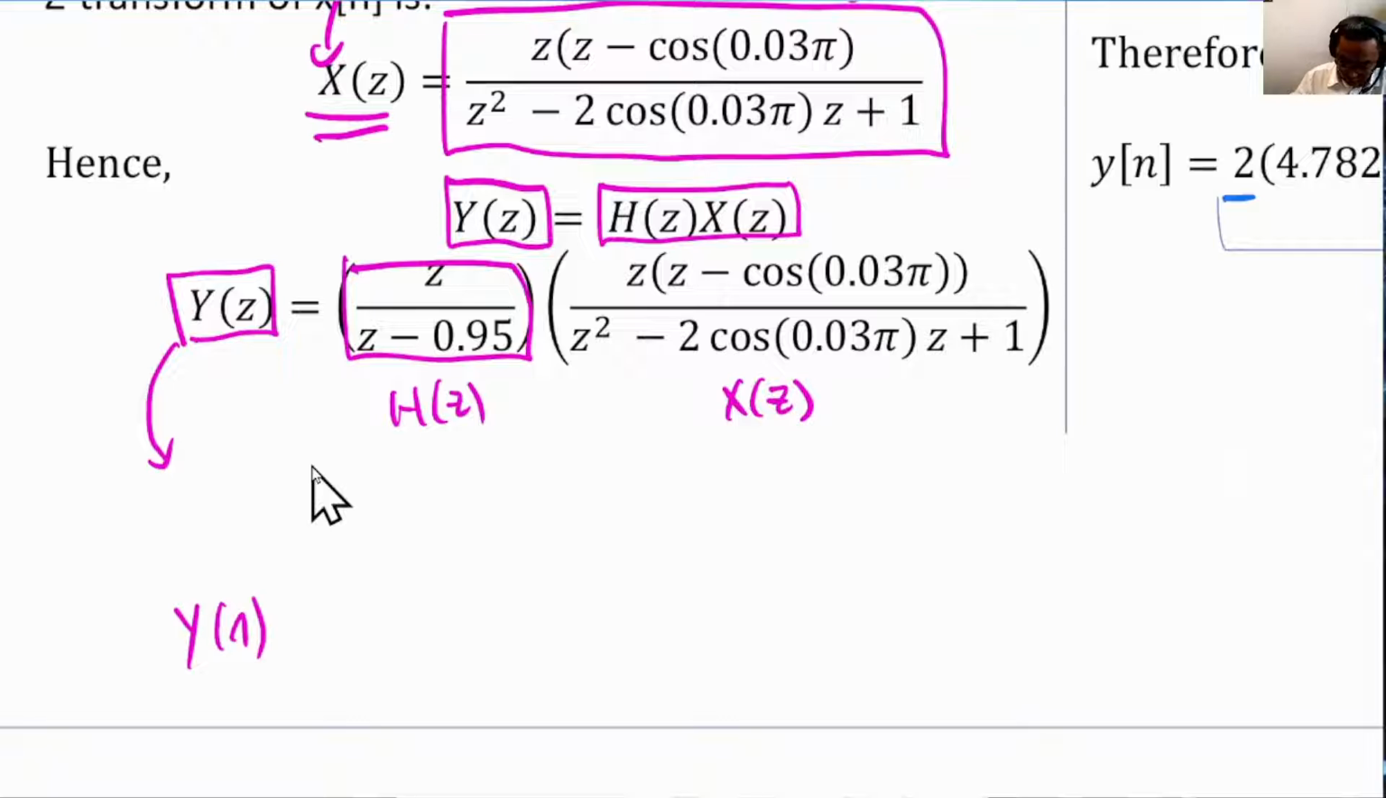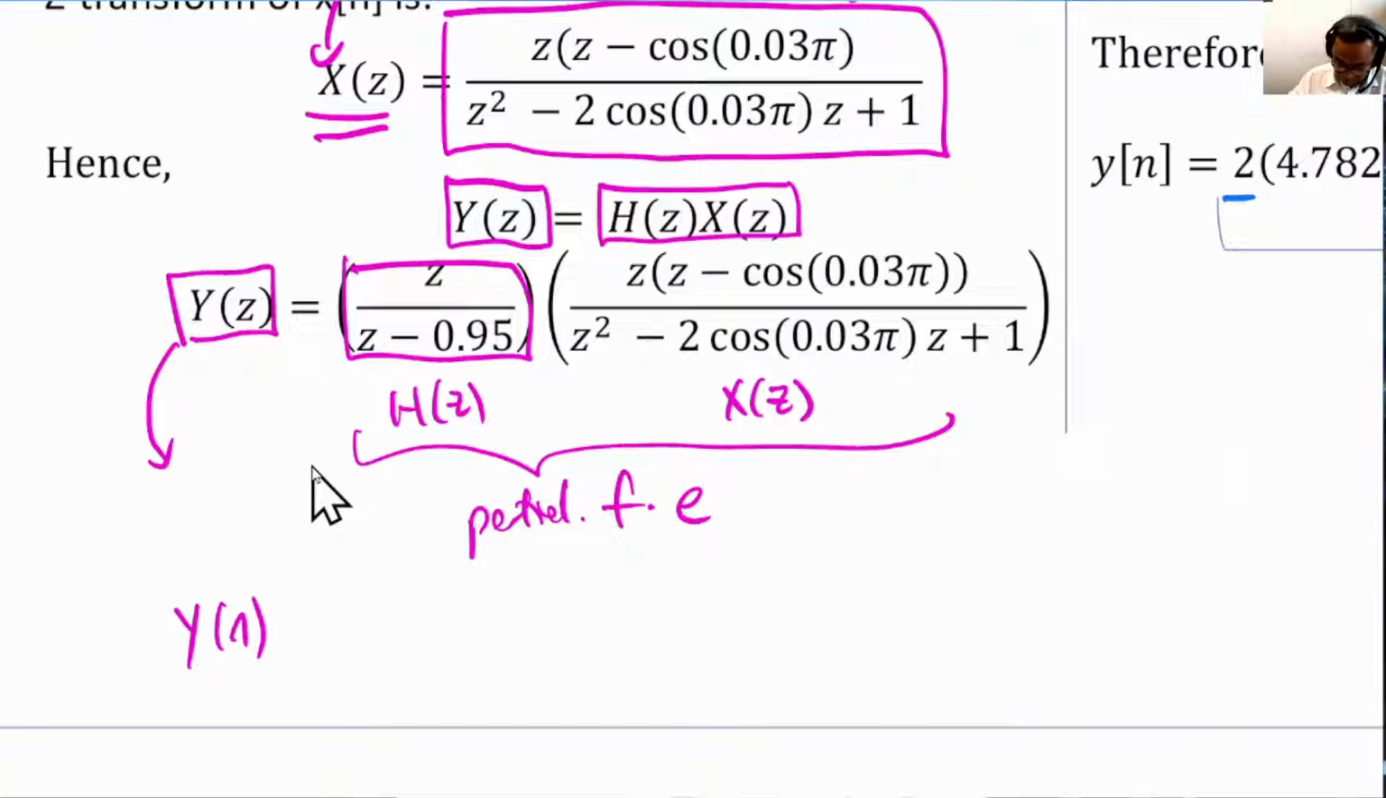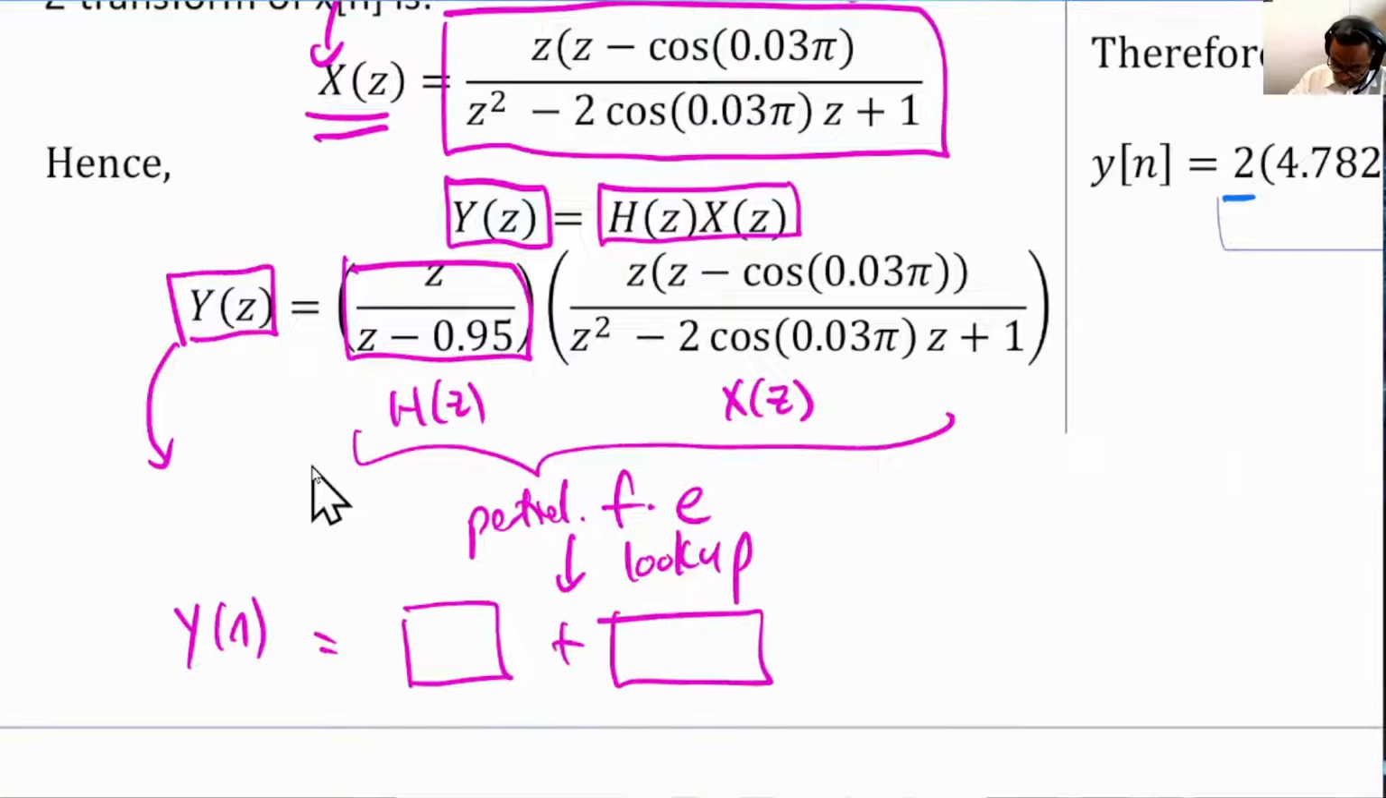Of course, there are two steps. One is to open this up by partial fraction expansion, and then finally look up, and then we will get y[n] in a few parts. One is the transient part and one is the steady state part. So this is what we're going to do.